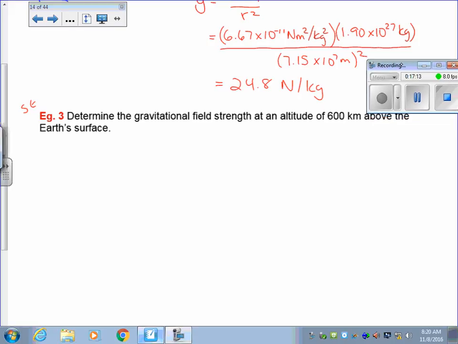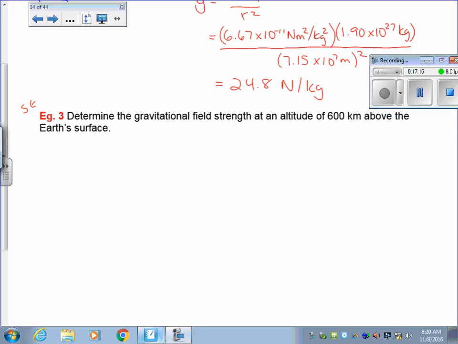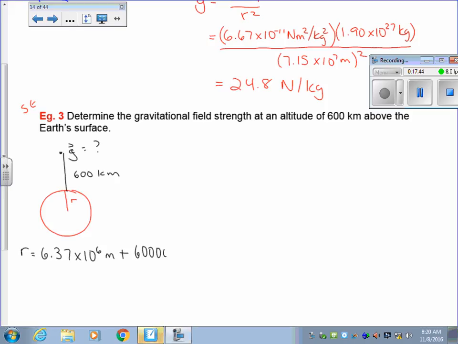This next one would be considered a standard question, because you have to figure out the gravitational field strength at a distance away from the surface. We did a question like this with force. So what we have is the Earth, and we know the radius of the Earth. Now we want to figure out what G is at a distance of 600 kilometers from the surface of the Earth. So our R here is going to be the radius of the Earth, 6.37 times 10 to the 6 meters, plus 600 kilometers, which is 600,000 meters.